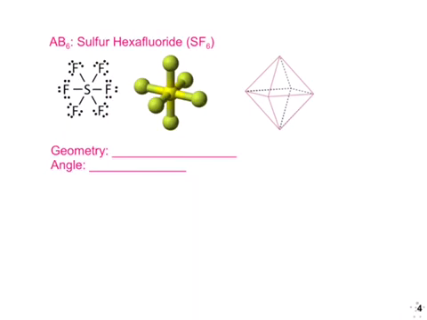All right, next structure is AB6, like sulfur hexafluoride. This shape is called octahedral. And it has a bond angle of 90 degrees.